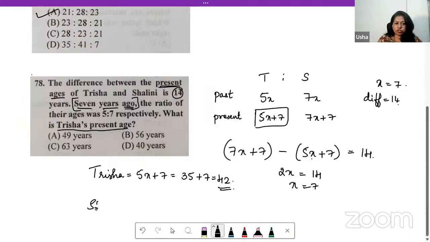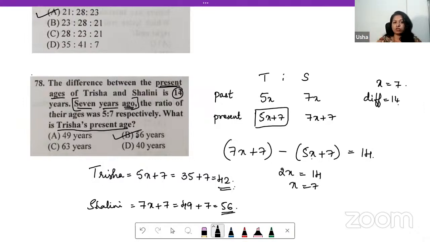If it is Shalini's age, it is 7x plus 7. So 7 into 7 is 49 plus 7 is 56. Okay. Trisha's age is 42 and Shalini's age is 56. Options given here are not correct. It has to be Shalini's age 56. Trisha's age is 42, which is not there in the options. So we will assume one of the person's age is 42, other one is 56. Here, what is available is 56. So maybe the ratio is, instead of 7 is to 5, they have given 5 is to 7. Since we do not have other option, we will take 56 as the answer.